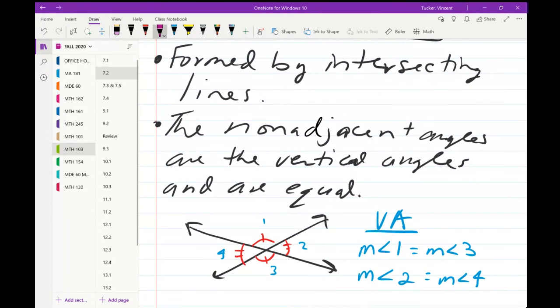When you look at what angles are considered vertical, 1 and 3 are vertical angles. Notice that they're opposite of each other, and they are equal to each other. And then 2 and 4 are vertical angles as well, and they will be equal too.